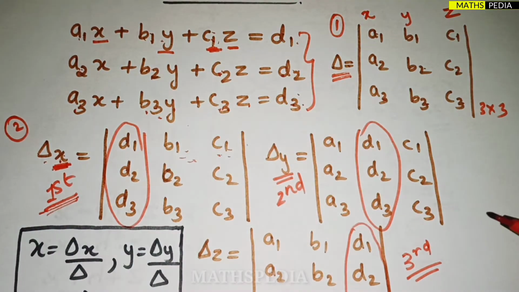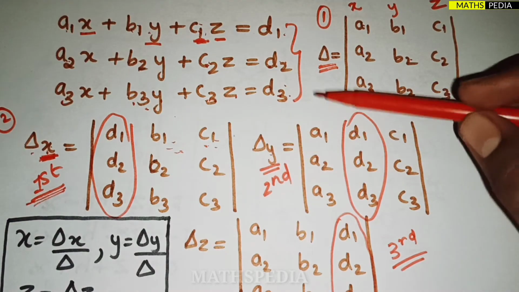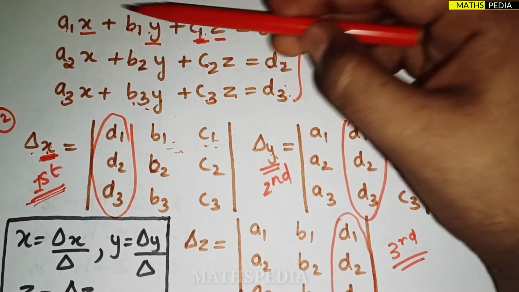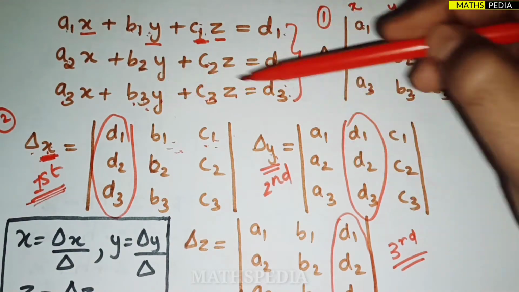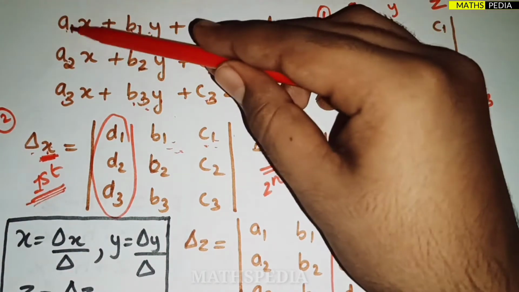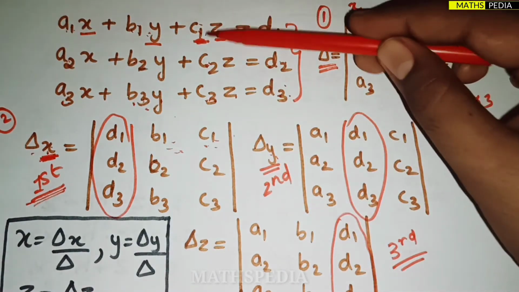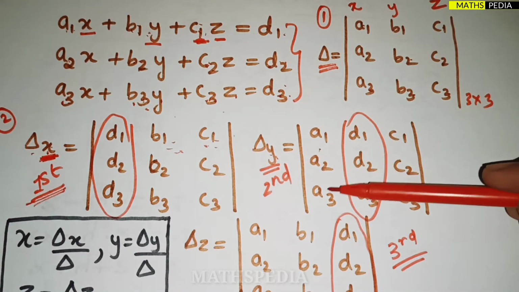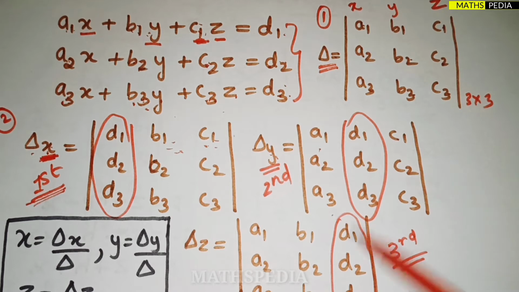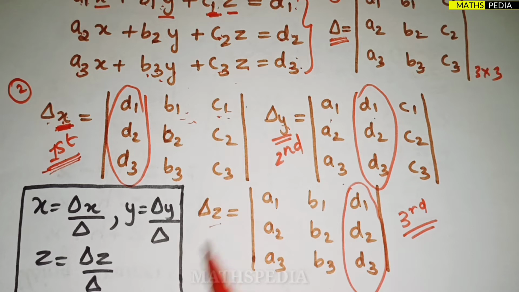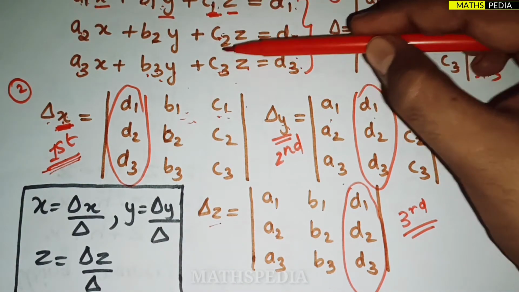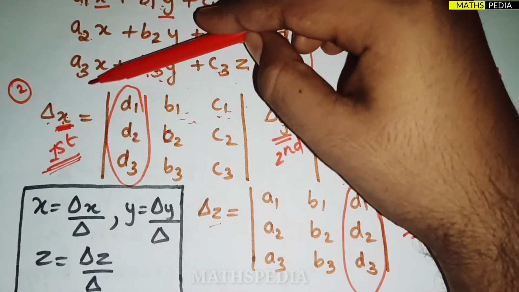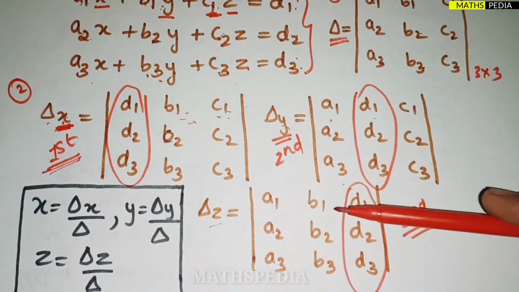Now for delta y, again the same thing. You have to ignore the y variables, b1, b2, b3. What are the left out terms? a1, a2, a3 as well as c1, c2, c3. So I will place a1, a2, a3, c1, c2, c3. This will be in the second column. Now the last term, delta z: you have to ignore the z term, that means the coefficients of z, c1, c2, c3. What is left out? a1, a2, a3, b1, b2, b3, and d1, d2, d3. This you have to place.